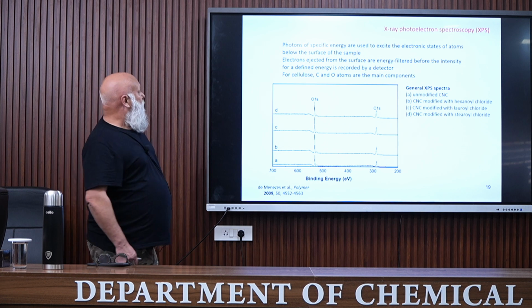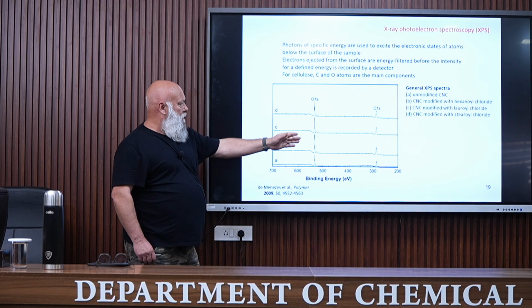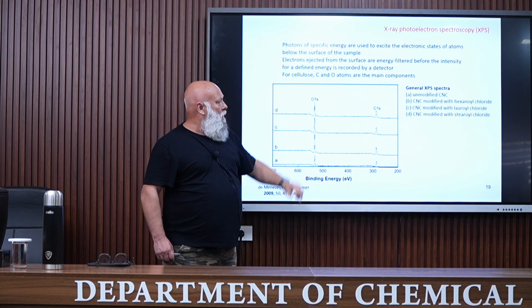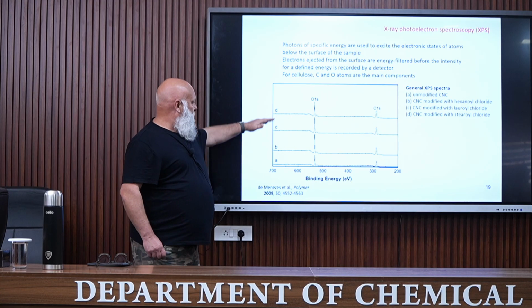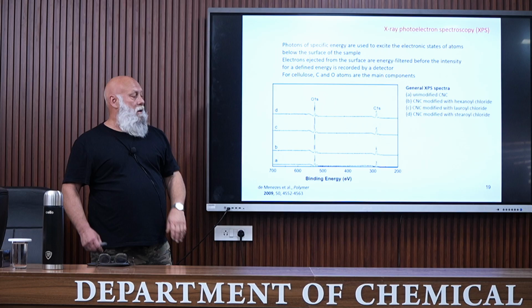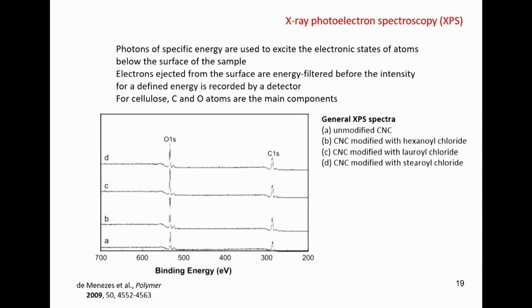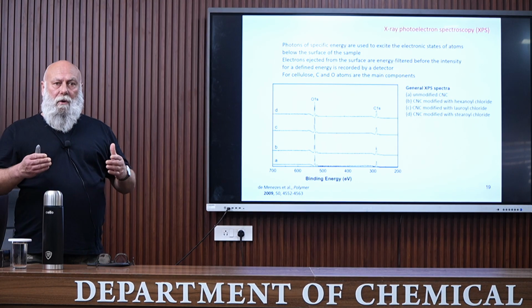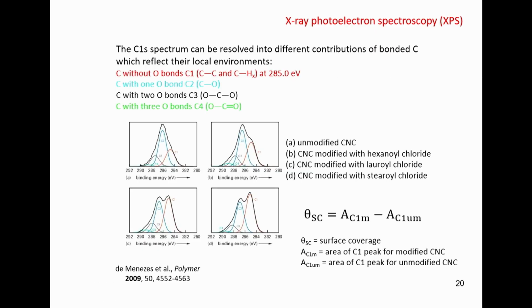Of course, for cellulose, we have mainly carbon and oxygen atoms, and we observe this signal associated with oxygen and with carbon. This is called the general XPS spectrum, and we have these different curves associated with neat cellulose nanocrystals and modified cellulose nanocrystals. Usually, a zoom is made on this region to make a distinction of the carbon atoms depending on their environment, which is reported here.